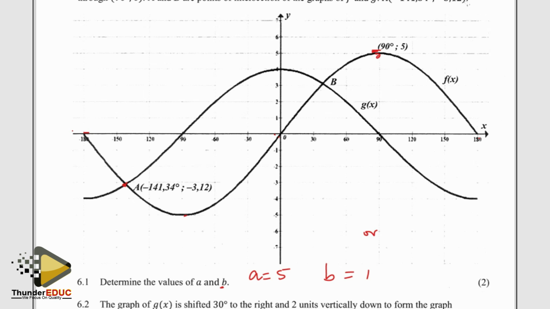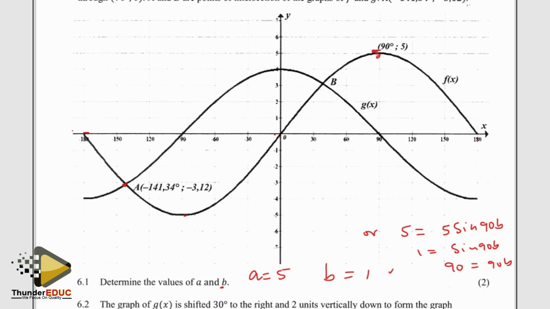Alternatively, since you have your A as a 5, you can use the point (90, 5). So 5 is equal to 5 sine 90b. Divide both sides by 5, and then you have sine 90b. Then find the shift: sine of 1, which is going to be 90. We have 90b. So still, B is your 1.